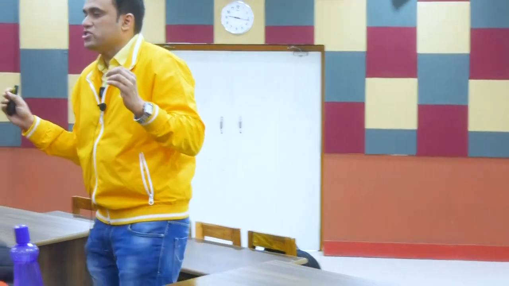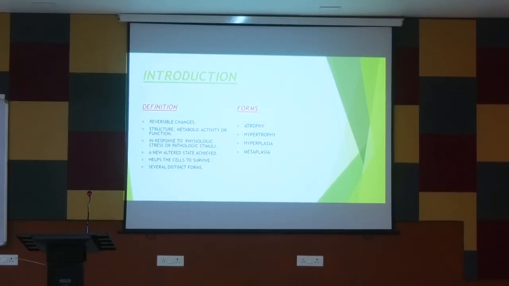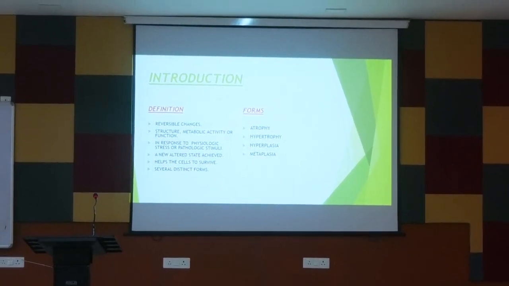But as of now, adaptation is what? Reversible changes of structure, function, and metabolic activity of the cell in response to physiologic stress or sometimes pathologic stimuli, where a new altered state is achieved. Why is that state achieved? Because that particular state allows the cell to survive during that period of crisis. It's a period itself, because it has to survive through that period.